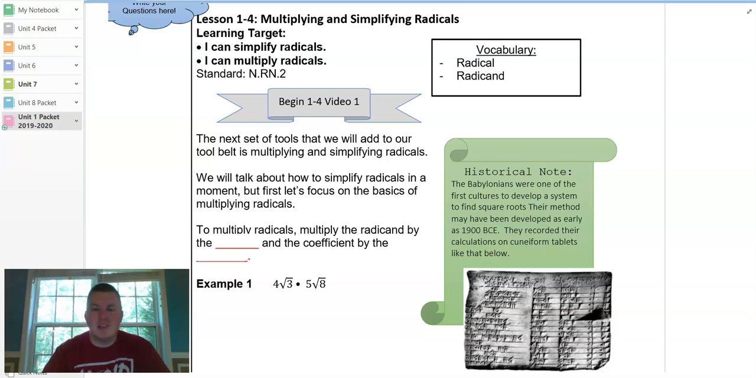Welcome to Lesson 1-4. The first 3 lessons in this unit have been pretty foundational skills. A lot of them have been going back and reviewing things that you covered in middle school but that you're going to need in this course. This lesson is where we really pick up the math a little bit. This will be the first lesson that will probably challenge some of you as far as the skills go.